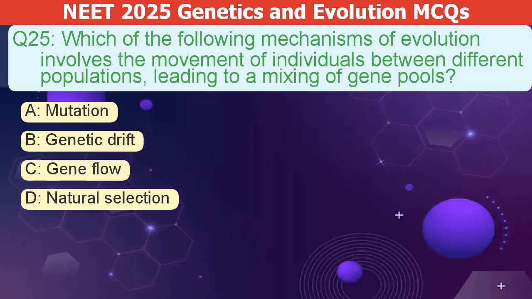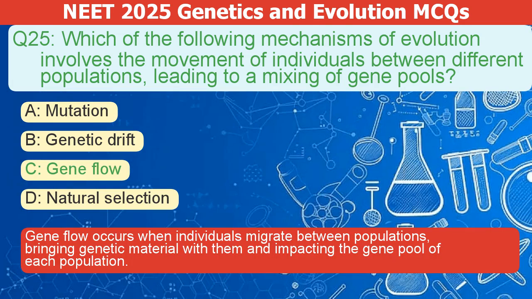Which of the following mechanisms of evolution involves the movement of individuals between different populations, leading to a mixing of gene pools? A. Mutation. B. Genetic drift. C. Gene flow. D. Natural selection. The correct answer is C. Gene flow occurs when individuals migrate between populations, bringing genetic material with them and impacting the gene pool of each population.